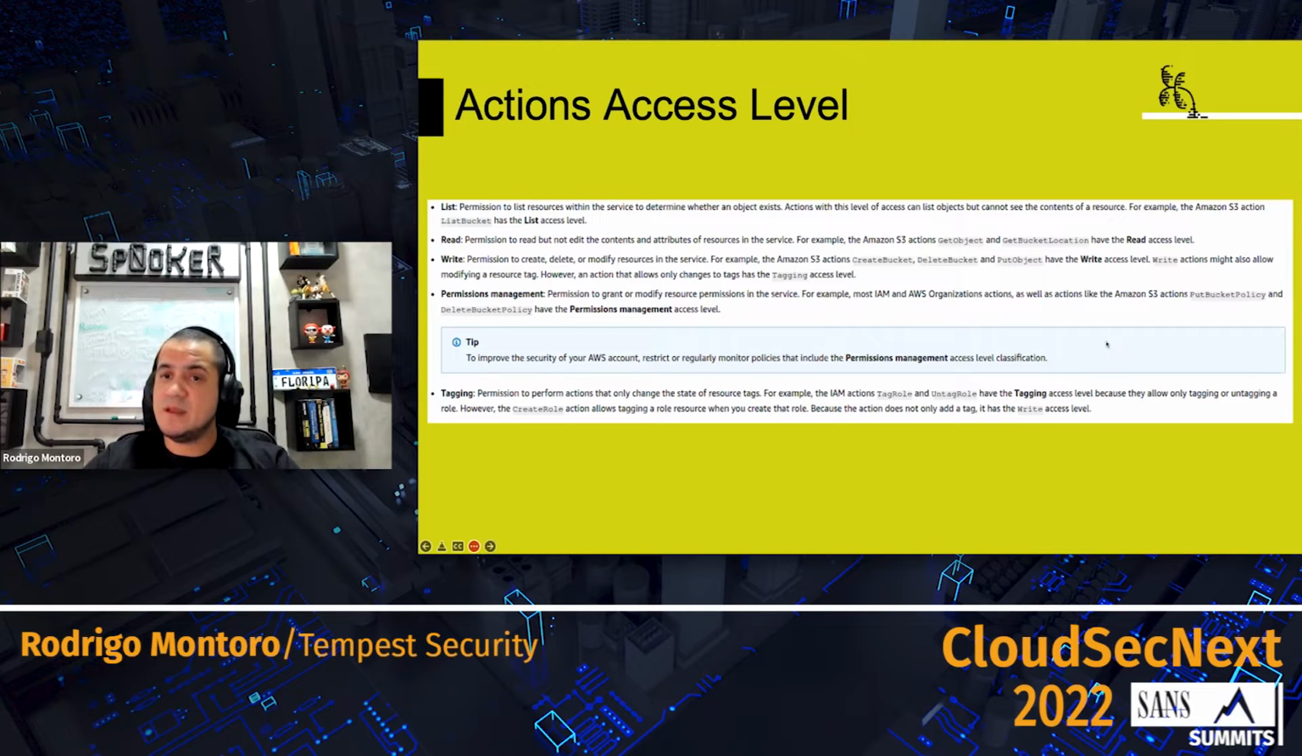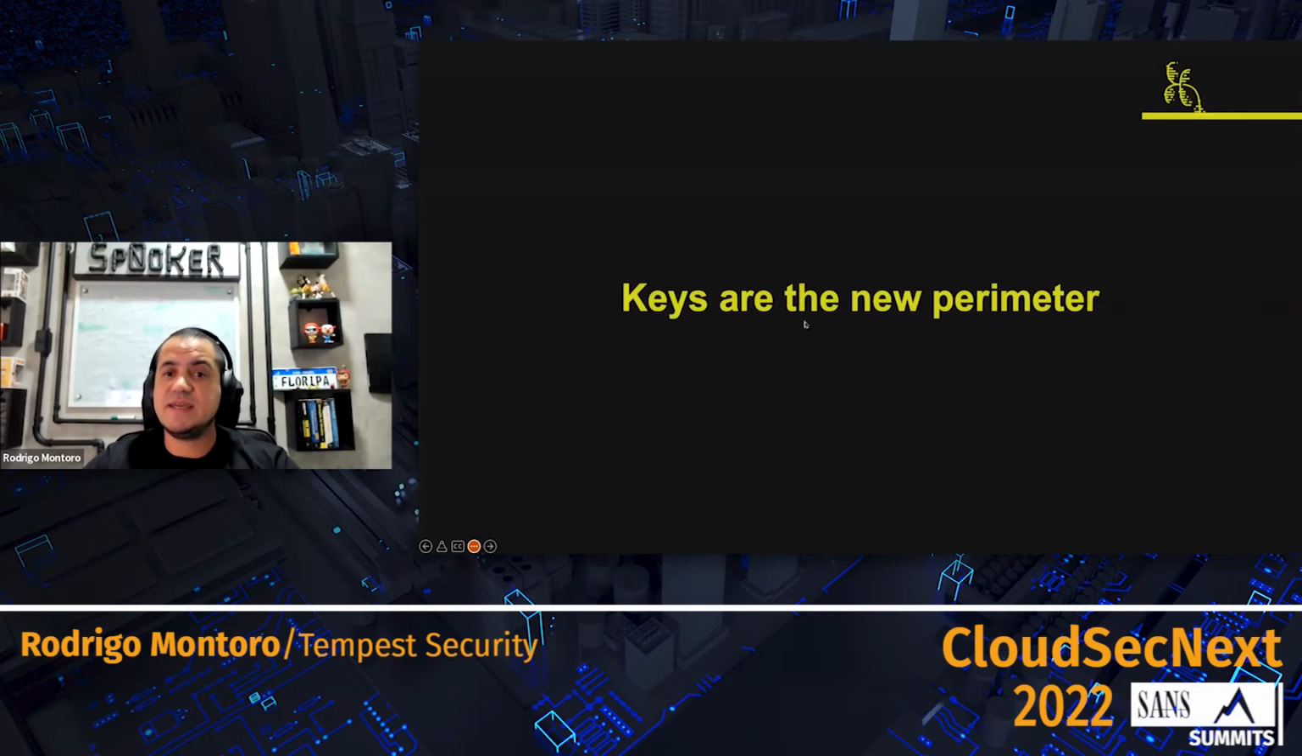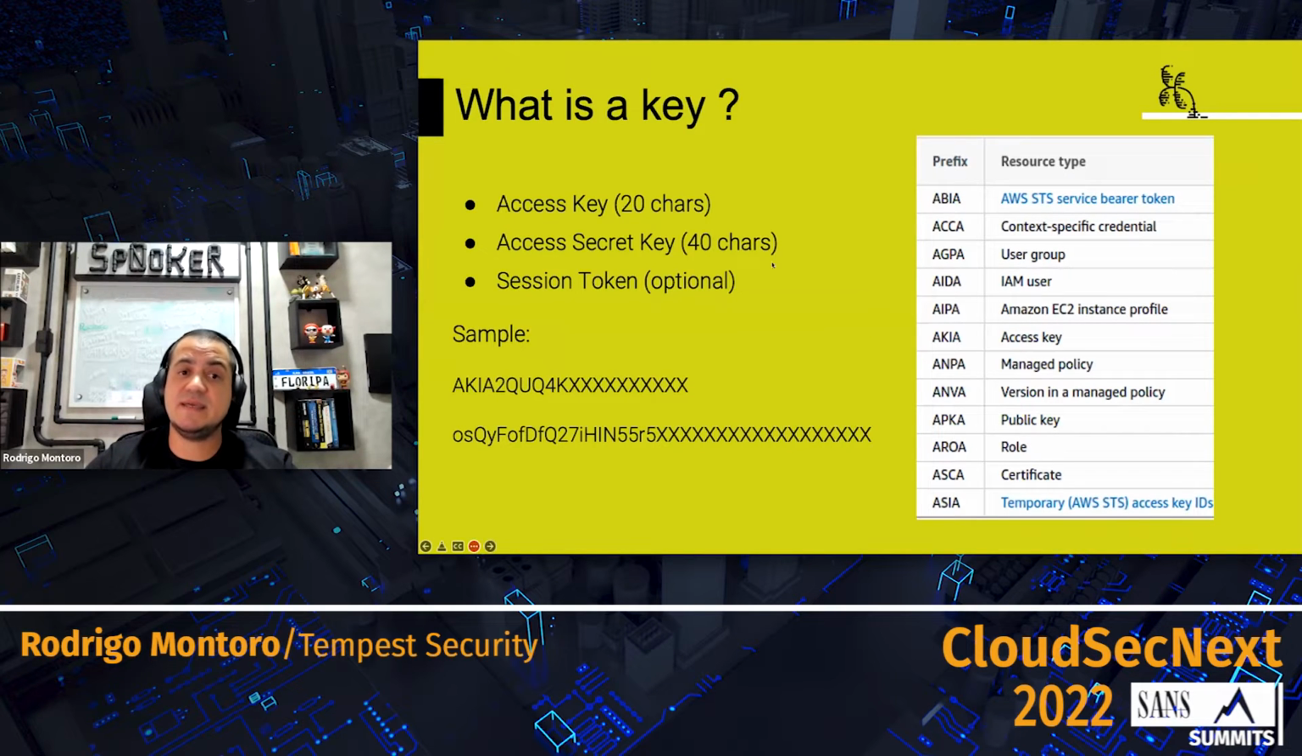That being said, keys are the new perimeter. Just to give some introduction, what is a key? A key is basically a combination of an access key that is 20 characters, something like this, with a secret that has 40 characters.